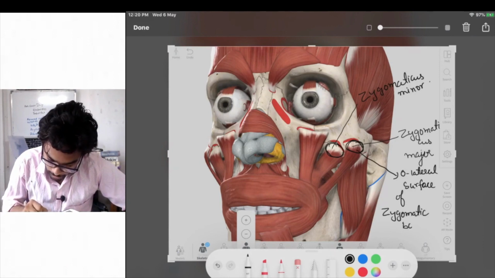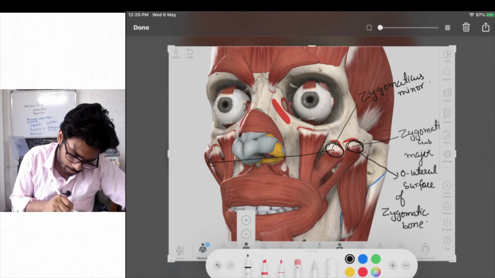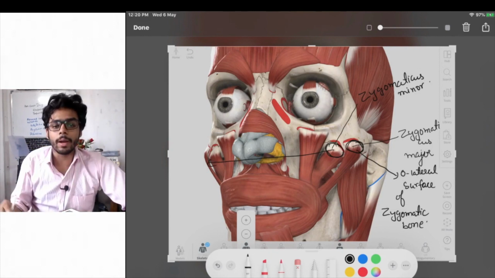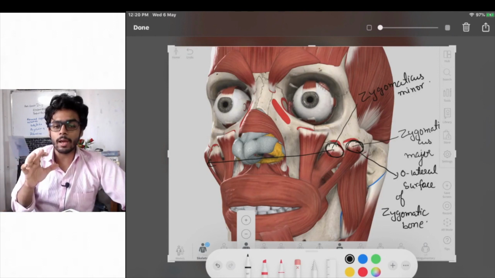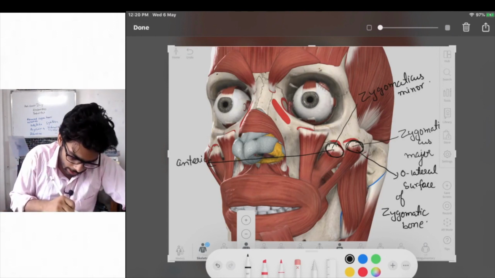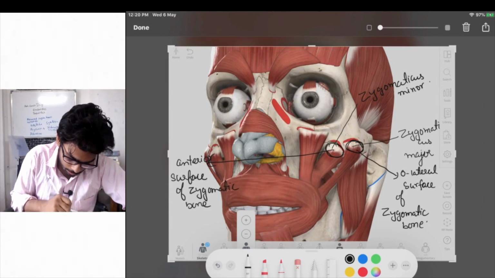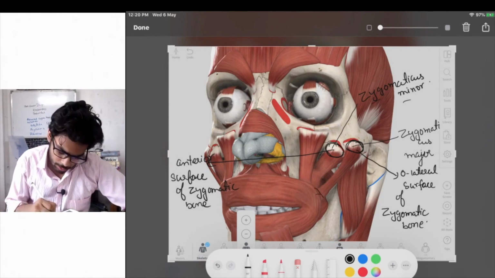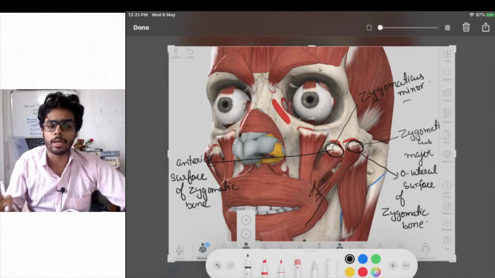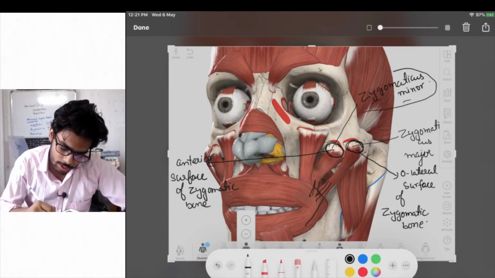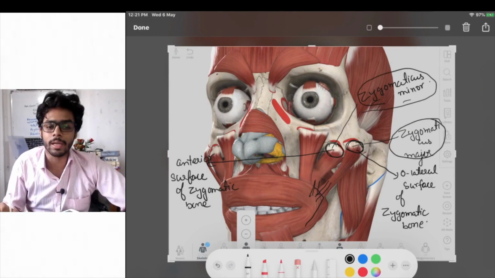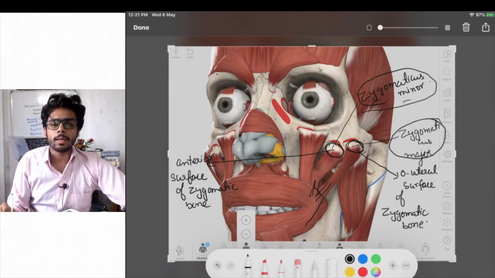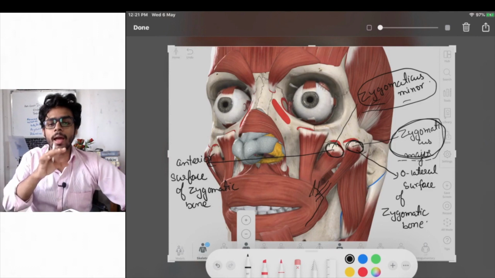And here, for zygomaticus minor, the origin is the more anterior surface of the zygomatic bone. We can write there: anterior surface of zygomatic bone. And the insertion is the angle of the mouth. Can you see this is the angle of the mouth, and here both are inserted. The function of both these muscles, zygomaticus minor and zygomaticus major, is elevation of the upper lip. But the major muscle also helps in drawing the angle of the mouth laterally.